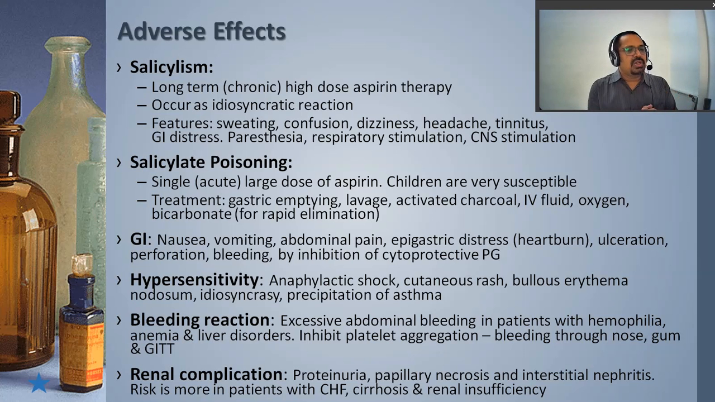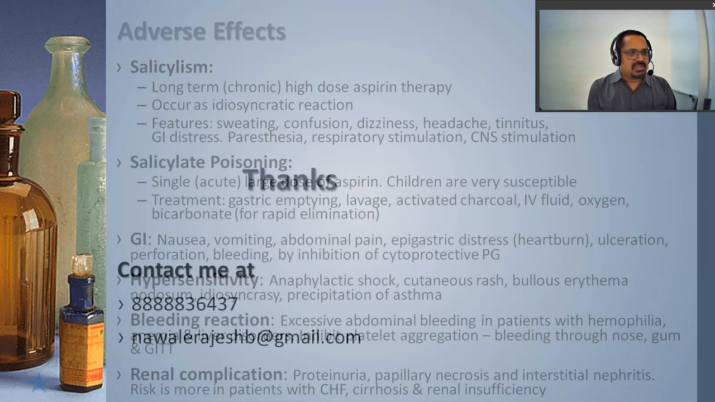Bleeding reaction is also a typical adverse reaction of salicylates. Excessive abdominal bleeding may be observed. Hemophilia and anemia, which lead to liver disorders, and inhibition of platelet aggregation may lead to bleeding through the nose and gums. These kinds of things are also observed. As far as renal complications are concerned, it leads to proteinuria, excessive loss of protein through the urine, papillary necrosis, and interstitial nephritis. Risk is more in patients with CHF and renal insufficiency. So these are the typical adverse effects of the salicylates.